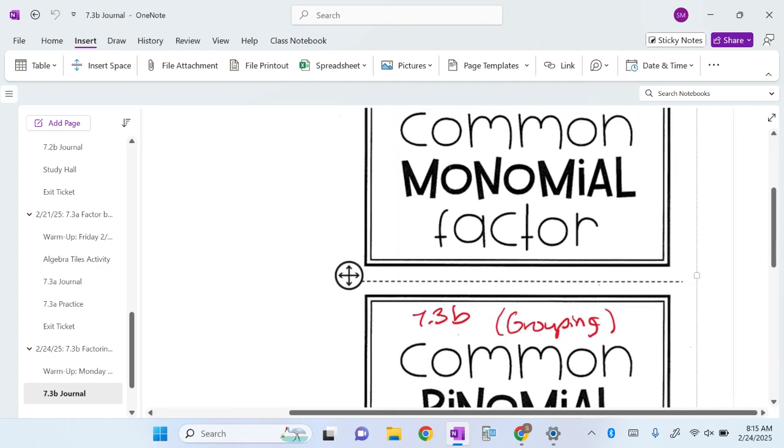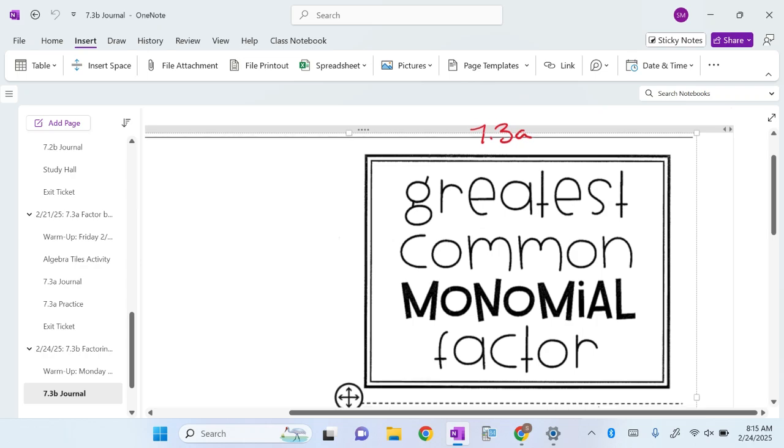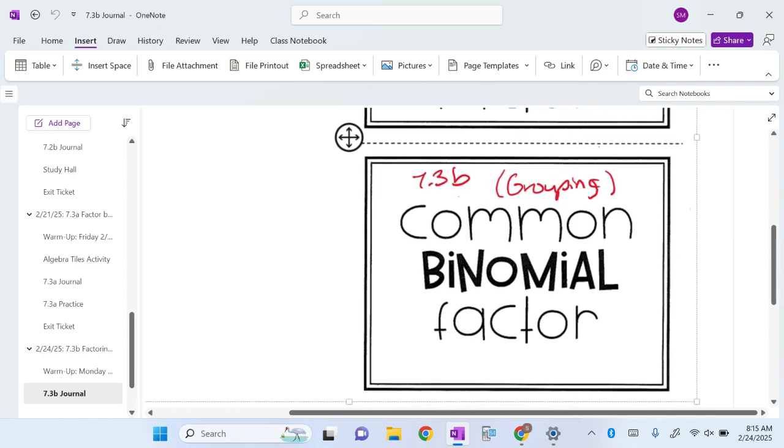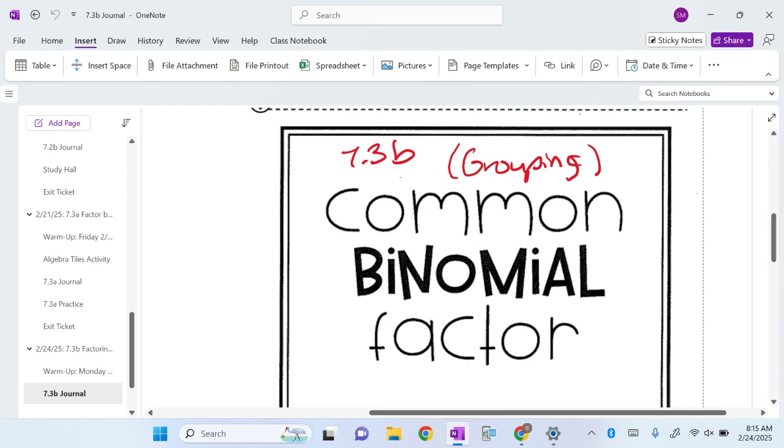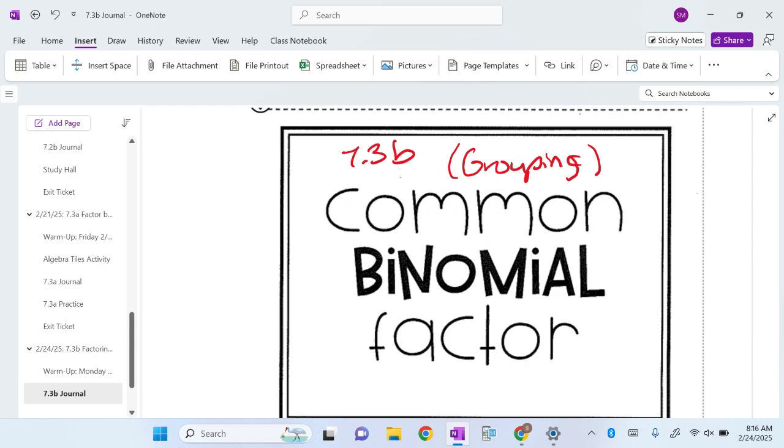So again, we started this on Friday with factoring by a greatest common monomial factor. Now we're looking at a common binomial. So it's still a GCF, but instead of a monomial or a one-term polynomial, we're going to do a binomial or a two-term polynomial. This method is also called factoring by grouping. You typically only do this method if you are given four terms, so basically a polynomial that has four or more terms. It's typically just going to be four terms.